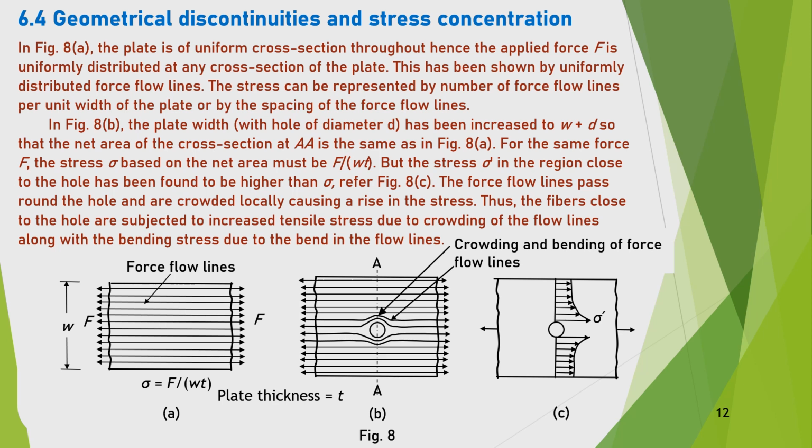But the stress sigma dash in the region close to the hole has been found to be higher than the stress sigma. Refer figure 8c. The force flow lines pass round the hole and are crowded locally, causing a rise in the stress. Thus the fibers close to the hole are subjected to increased tensile stress due to crowding of the force flow lines along with the bending stress due to the bend in the force flow lines. Refer figure 8b.